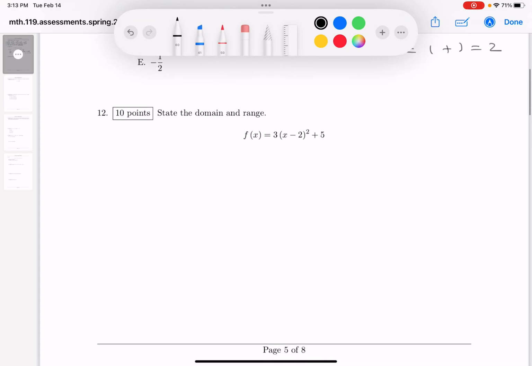So next one. This one says state the domain and range of it. Well, I don't see any issues with this one over here. So the domain is all real numbers. And what do I know about this? It's a parabola that opens upwards like this over here. So what I've got to do is get the vertex of it. And the vertex, pretty simple, is (2, 5). What's the range? Well, what's the smallest it can be? The smallest it can be is 5, and it actually touches it. It's a point right here, and then it goes off to infinity.